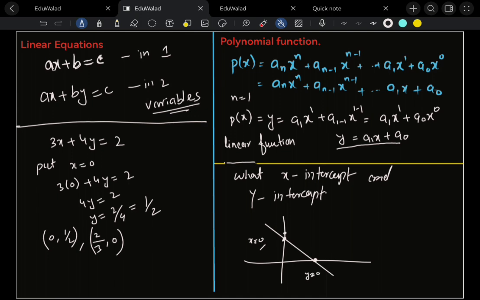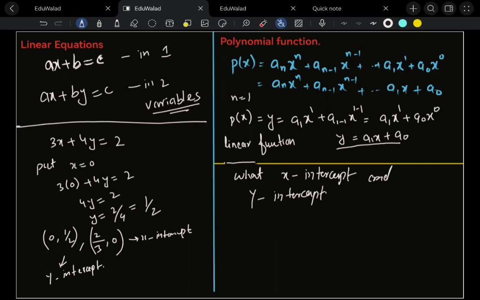So this is the x-intercept, and this is the y-intercept. So let's plot a graph according to these solution sets.